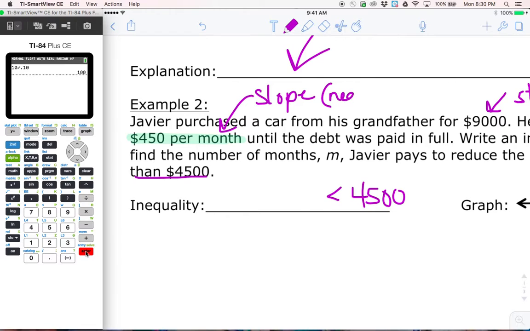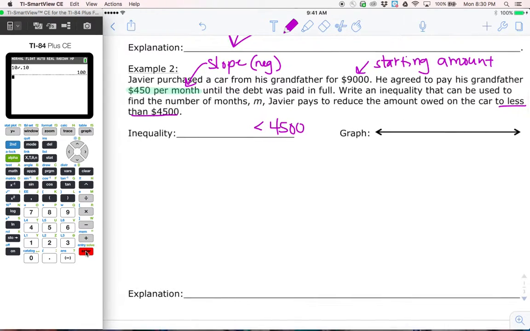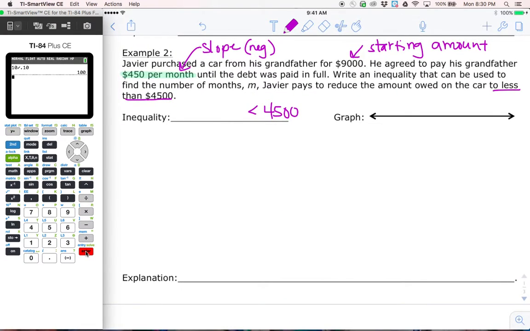Hopefully, it tells you your slope should be negative, right? Because the amount you owe is going down. And then you might also remember that the starting amount, another word for that is your y-intercept. So I'm going to write my inequality like this. I'm going to say $9,000 minus 450M. Right? He starts out owing 9,000, but every month it decreases by 450 because that's what he's paying.